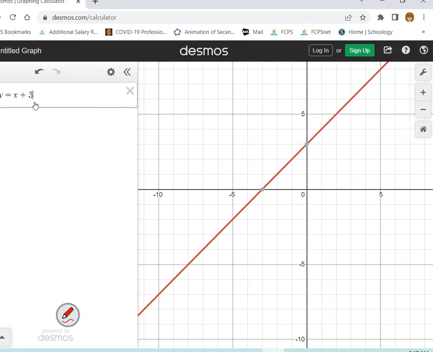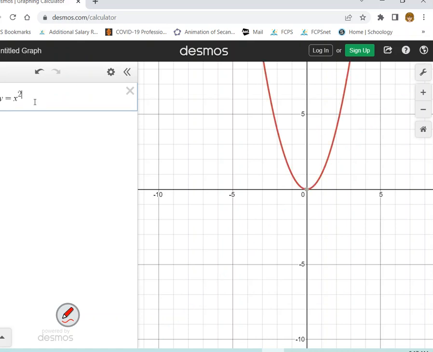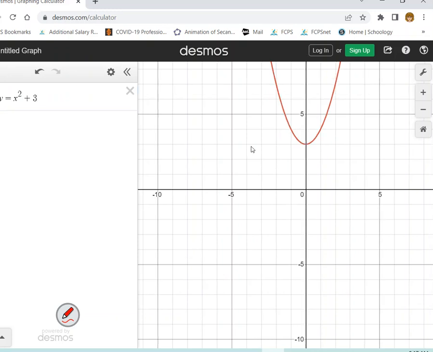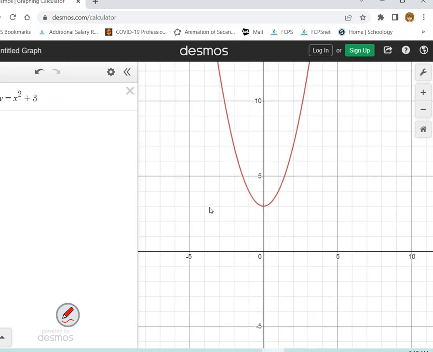Actually, let's not do x plus 3. I lied. Let's do x squared plus 3. Okay. X squared plus 3. May as well go rogue. And I'm going to do 0 and 2 for my limits of integration.